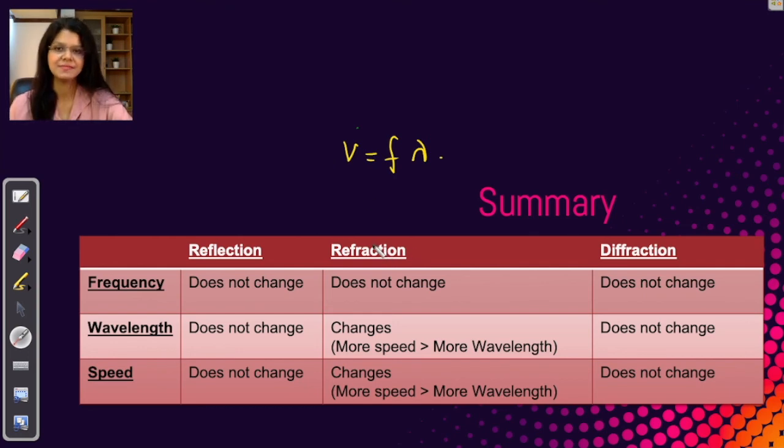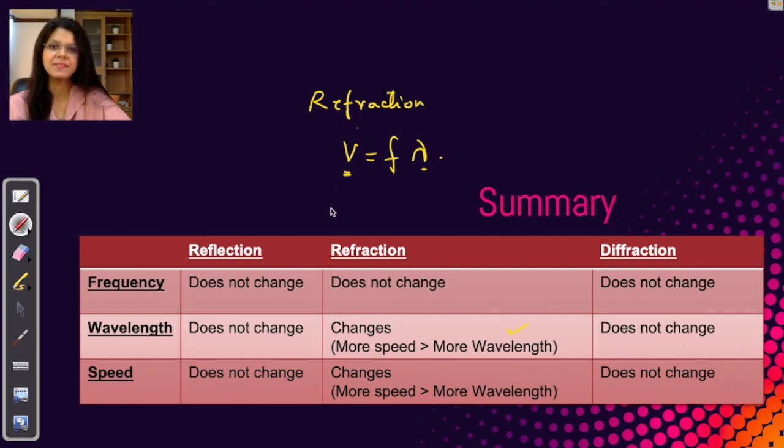But for refraction, the speed and the wavelength do change, but the frequency does not change. If you look at the frequency, it does not change for reflection, refraction or diffraction. Right? So for the refraction, we have just done today. For the refraction, whenever the speed will go up, the wavelength will go up. If the speed goes down, the wavelength goes down. They exist in this pattern.